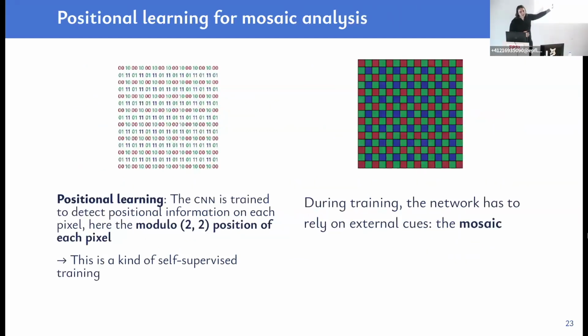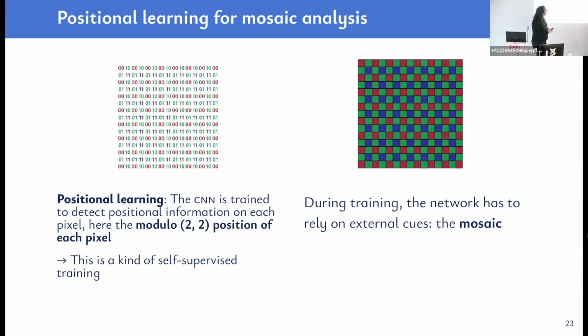So for mosaic analysis, what I need is a modulo 2 position of each pixel. I do it in both directions, so the modulo 2 position horizontally and vertically. If I have those two pieces of information, it means I know the color on which each pixel was sampled.